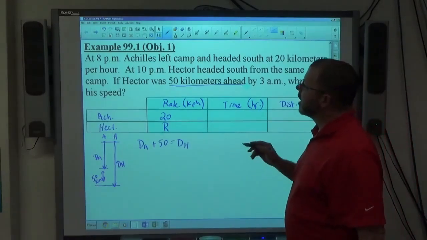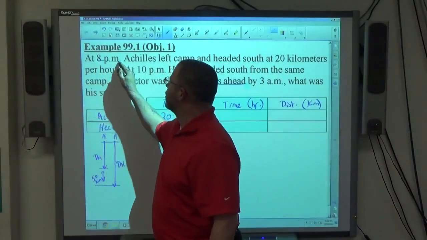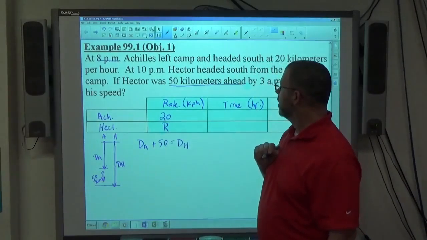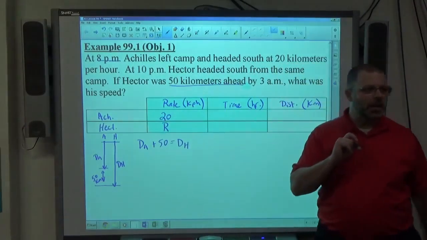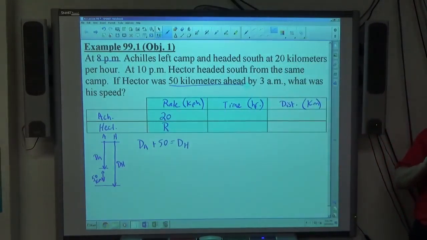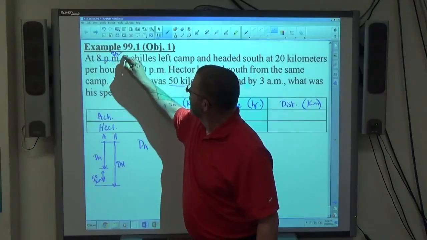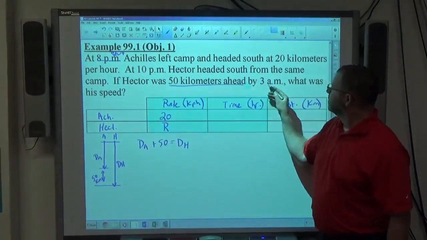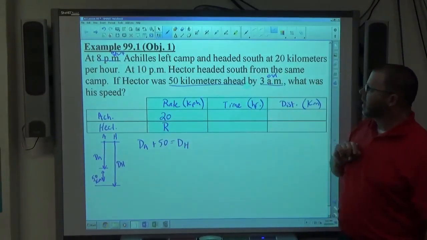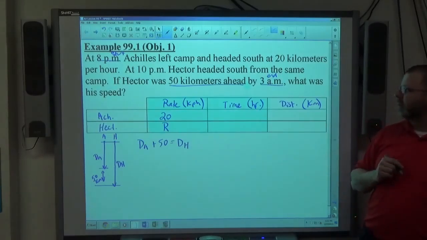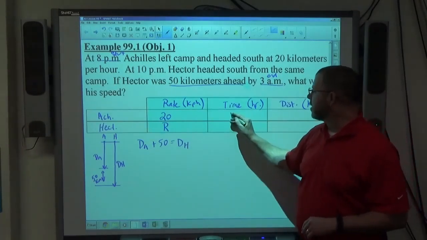So what they're telling me is time of day. 8 p.m. is when Achilles left. Should be 8? No. His time is not 8 because 8 p.m. is what time it is on the clock. The question is how much time has passed that he traveled. So this is his starting time, right? And his end time is 3 a.m. So how many hours passed between 8 and 3? 7 hours. So Achilles' time is 7 hours.